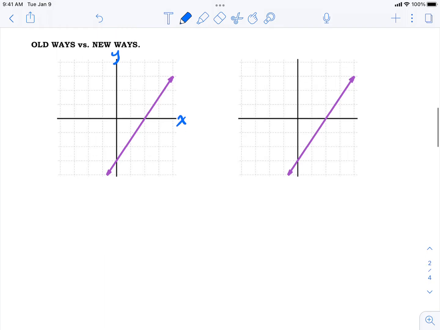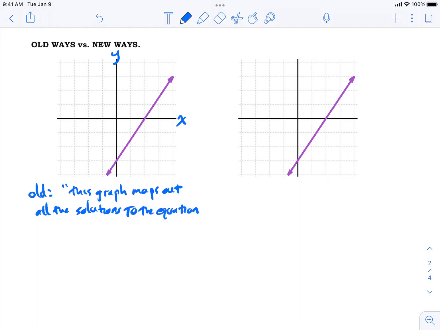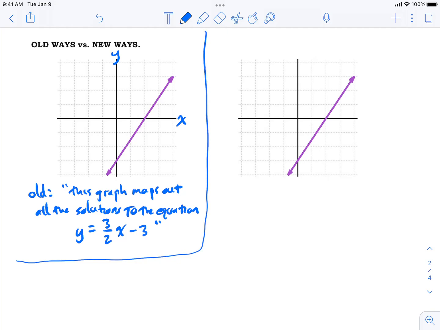Okay. The old way of saying things, like even in just our last homework, is we would say this graph right there maps out all the solutions. Remember this concept? All the solutions to the equation, and it turns out the equation being graphed here is y equals 3/2 x minus 3. That's how we would have said it before. We would have labeled this x, we would have labeled this y axis, right? This graph maps out all the solutions to the equation. You know, there's nothing wrong with anything there.